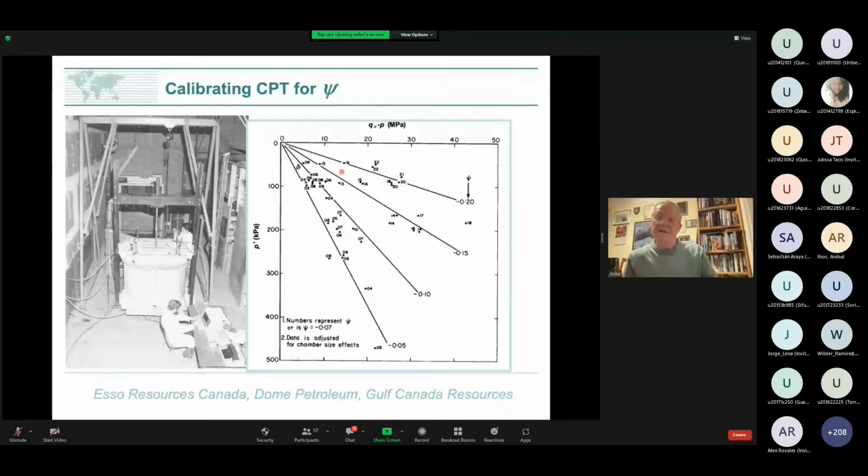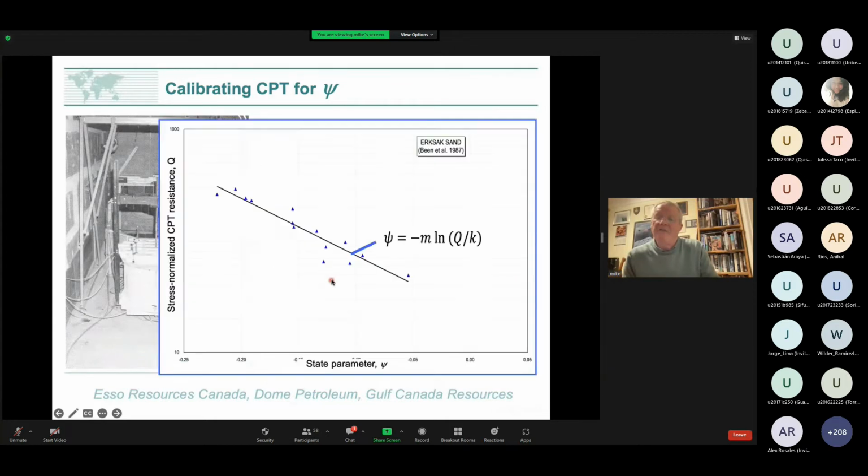And you can see there's a very nice set of radial lines. Well, if you take the gradient of a radial line, it's this magic ratio Q over P. And if you take that same data and plot it in Q over P, you get our lovely, simple exponential relationship.